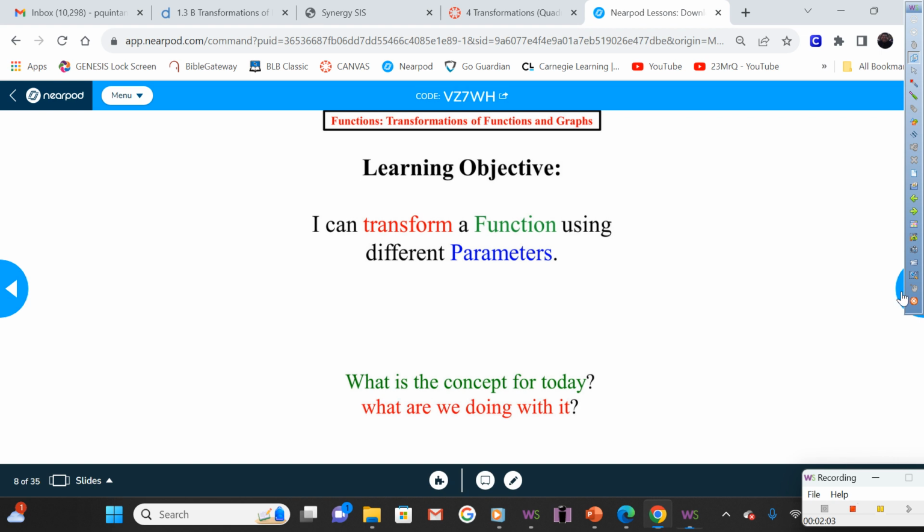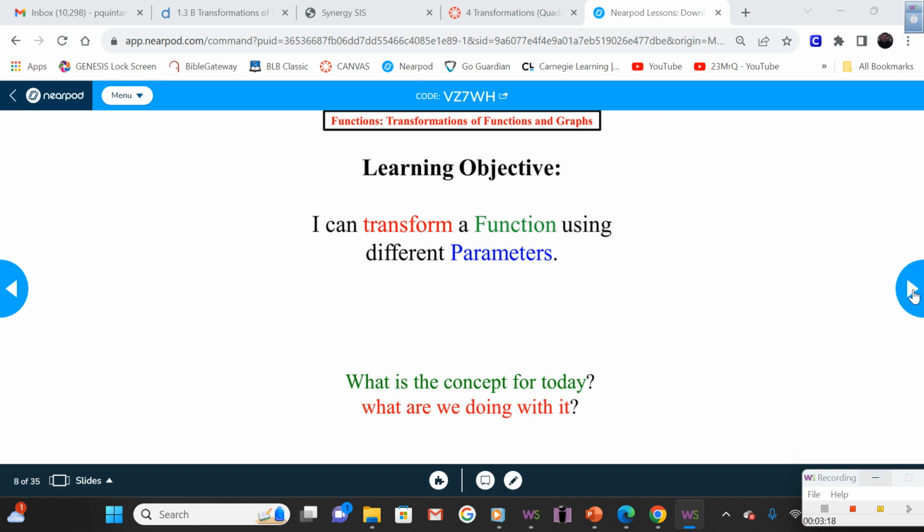All right. And then get a Cornell note ready. You do need a Cornell note. No Frayer model, just a Cornell note. Our objective for today: I can transform a function using different parameters. Copy that. All right, here we go. I can transform a function using different parameters.